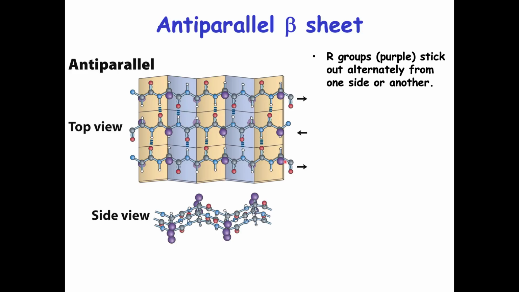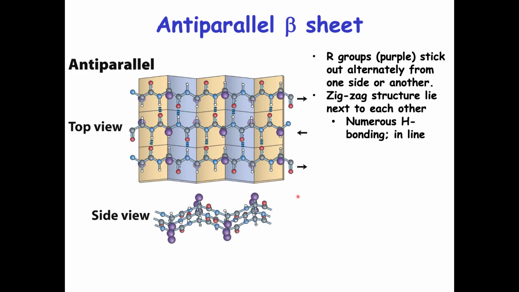So some things to point out as you're looking at the top of the molecule, or when you're looking at the molecule, is that these R groups are in alternating positions from one side of the sheet to the other. So here we see they're on the bottom, they're on the top, bottom, and top. They form a zigzag structure. So here we see that zigzag structure.